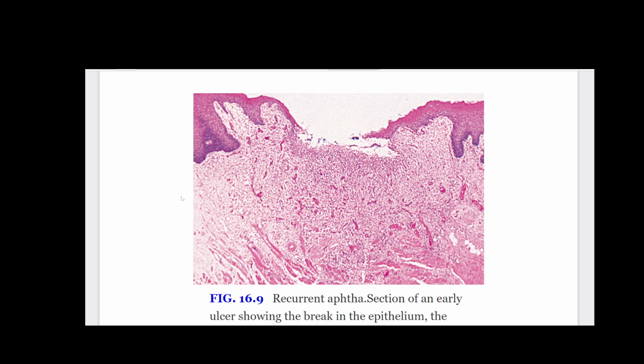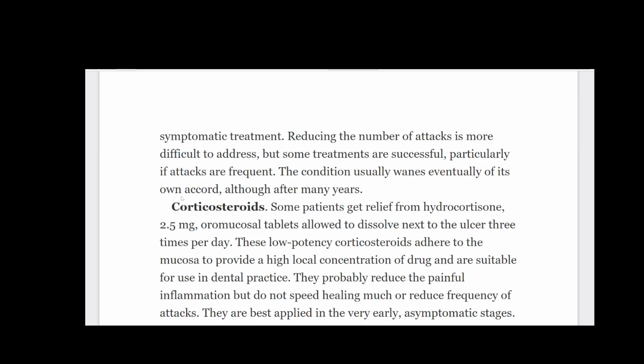Table 16.2. Management. Apart from the minority with underlying systemic disease, treatment is empirical and palliative only. Despite numerous clinical trials, no medication gives completely reliable relief. Low potency and topical agents should be tried first. Some patients report that changing toothpaste is helpful. Reassurance and education. Patients need to understand that the ulcers may not be curable but can be made bearable with symptomatic treatment. Reducing the number of attacks is more difficult to address, but some treatments are successful, particularly if attacks are frequent. The condition usually wanes eventually of its own accord, although after many years.